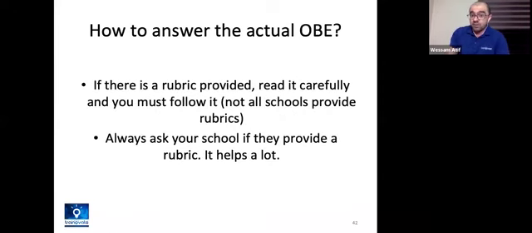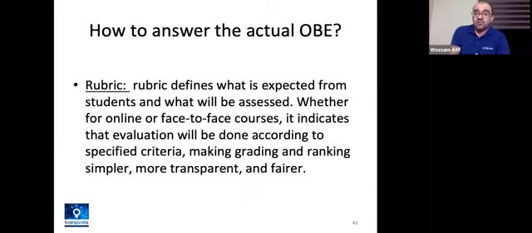If there is a rubric provided, read it carefully and you must follow it. Not all schools provide rubric. Always ask your school if they provide a rubric. It helps a lot. But what's a rubric? A rubric defines what is expected from the students and what will be assessed. Whether for online or face-to-face courses, it indicates that evaluation will be done according to specified criteria, making grading and ranking simpler, more transparent and fairer.